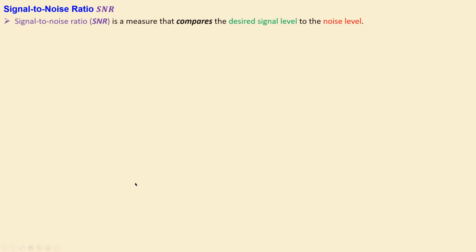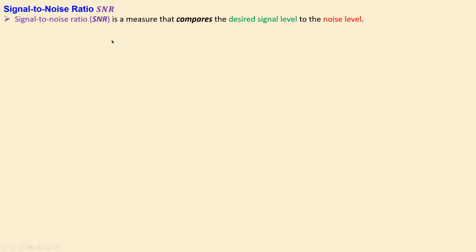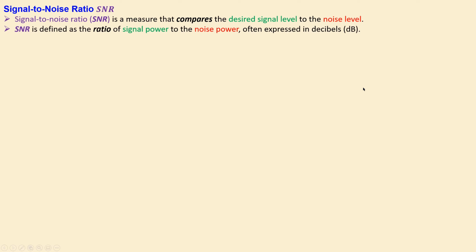Okay, let's also look at the signal to noise ratio, SNR. That will of course also be very important. That's a measure that compares the desired signal level to the noise level. And if you do that in a little bit more accurate way, then the definition is actually the ratio of the signal power to the noise power. And that is often expressed in decibels.